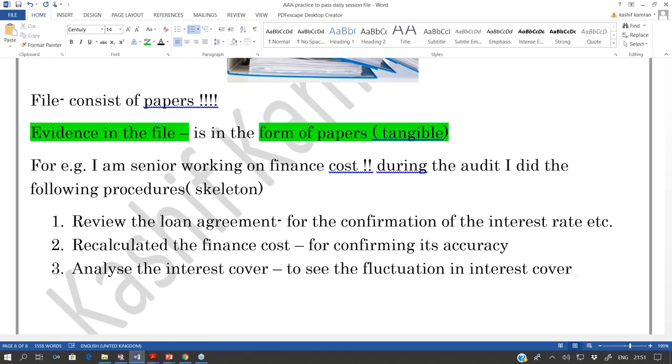So if I'm working on a finance cost, I must have seen the loan agreement as a document, because the loan agreement will confirm the total amount of the loan and the finance cost, so I can recalculate the finance cost, right? And then I could have analyzed the interest cover, in terms of an analytical procedure. Right. Now, I completed my work.